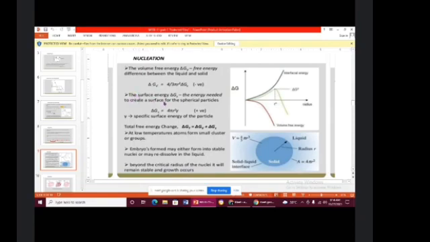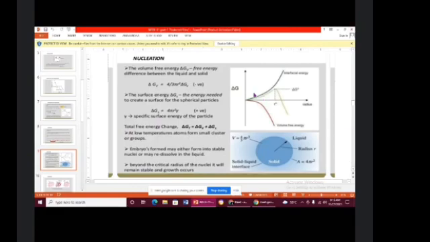So next is the surface energy. The energy needed to create the surface for the spherical particles. So this is the formula of surface energy. The gamma stands for the specific surface energy of the particle. So next is the total free energy change. This is the formula of energy change. At low temperature, atoms from small groups, or embryos, may either form into stable nuclei or may redissolve in the liquid. Beyond the critical radius of the nuclei, it will remain stable and growth occurs.